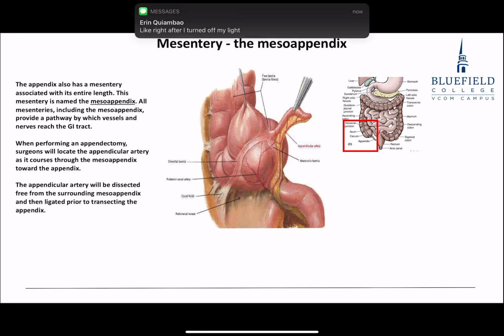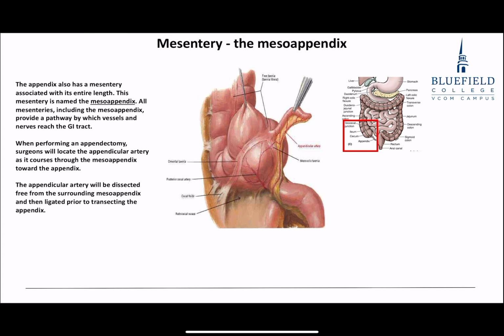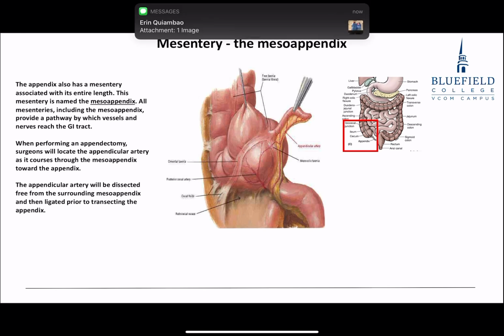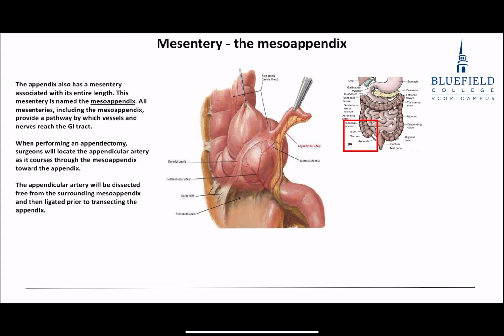They find the mesoappendix and use blunt dissection to just break that down and locate the appendicular artery. We haven't talked about all the branches of the arteries yet. We're going to do that, but there is this little artery in the mesoappendix that's giving little branches off to the appendix itself. They'll dissect that apart, put a ligature around the base of the appendicular artery, and then just put ligatures around the base of the appendix itself. Pop it out.